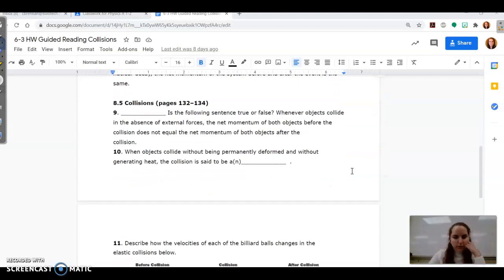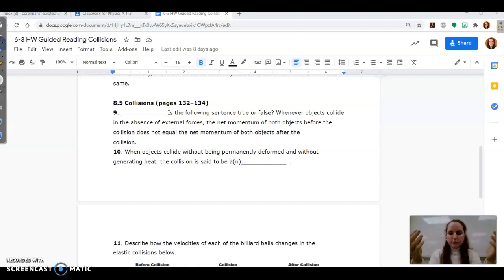All right, moving on to 8.5 with collisions, and we talked a whole lot about collisions yesterday. So answering number 9, is the following sentence true or false? Whenever objects collide in the absence of external forces, the net momentum of both objects before the collision does not equal the net momentum of both the objects after the collision. This is false. Okay, so when objects collide in the absence of external forces, the net momentum of both before and after should be equal.